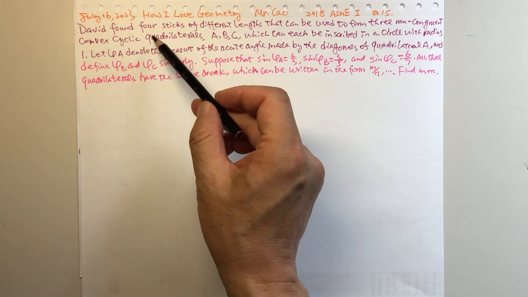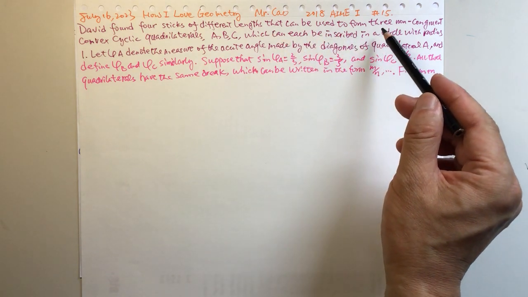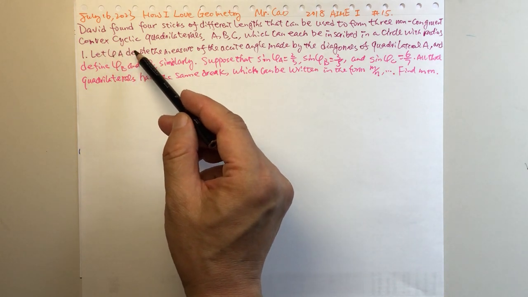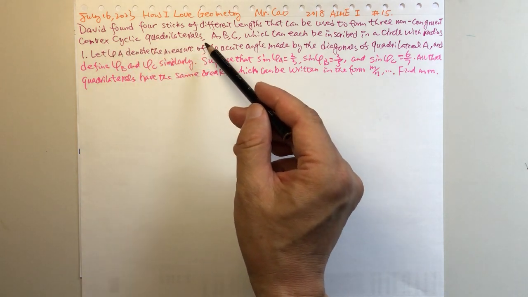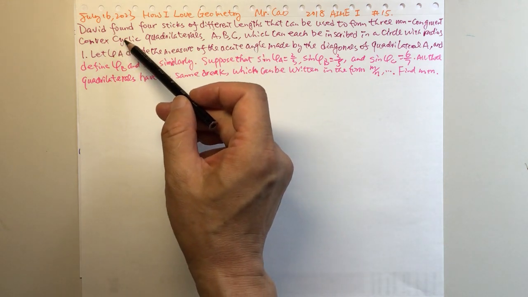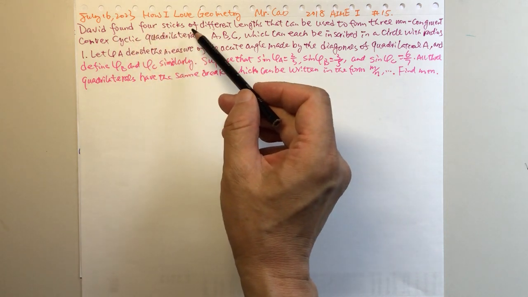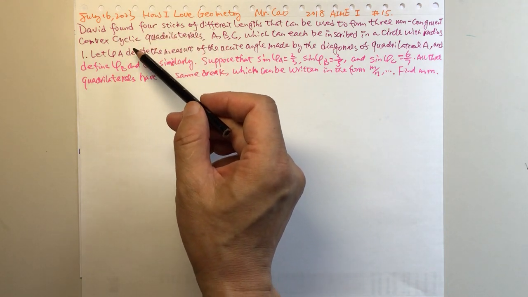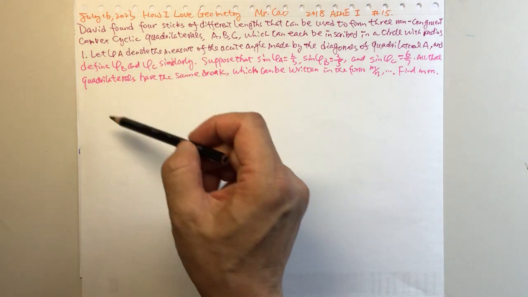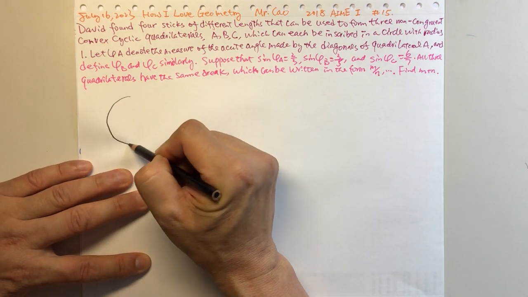Davy found 4 sticks of different length that can be used to form 3 non-congruent convex cyclic quadrilaterals A, B, C. Cyclic quadrilaterals means all these 4 sticks are on the vertex. All of them are on the same circle, like this one.